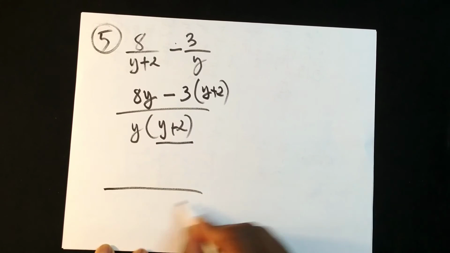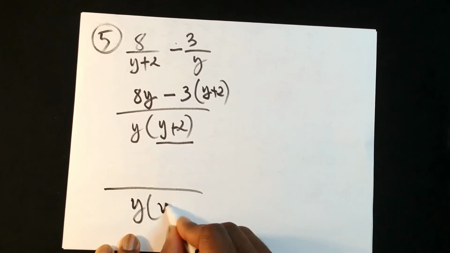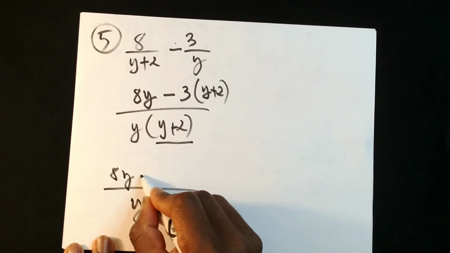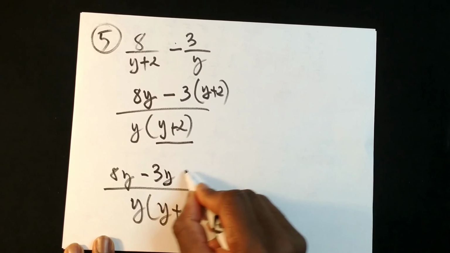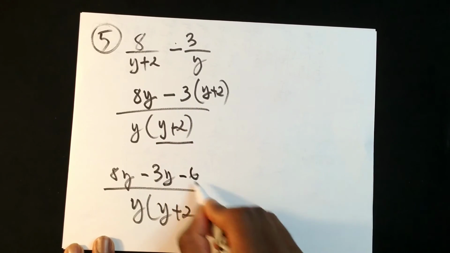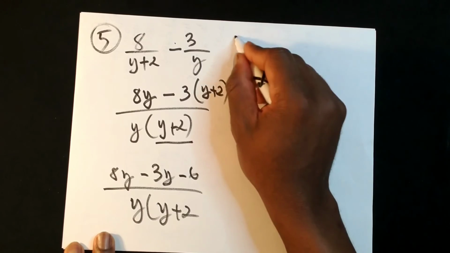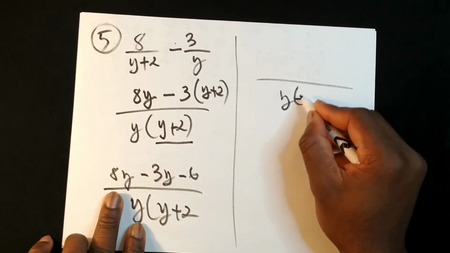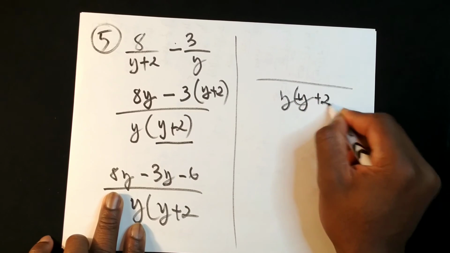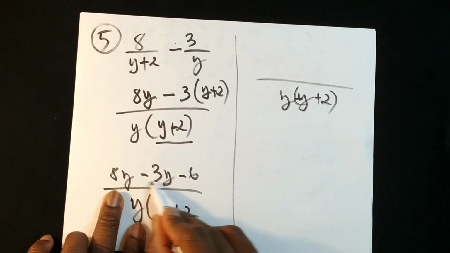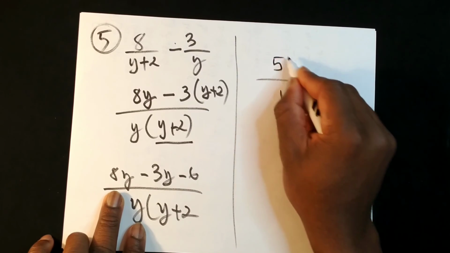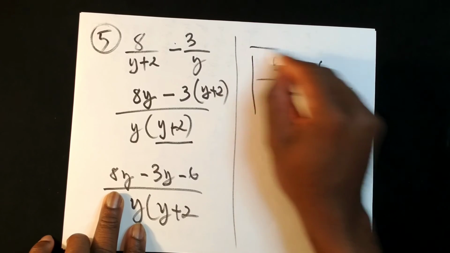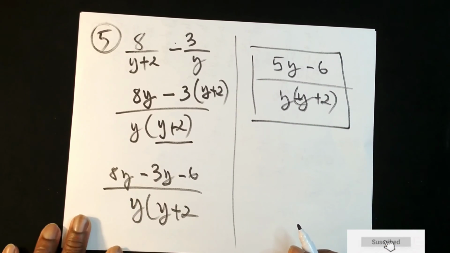So we have of course y factor of (y plus 2) as the common denominator, and we have 8y minus 3y minus 6. And 8y minus 3y gives us 5y minus 6. So we have (5y minus 6) over y factor of (y plus 2). And that's the final answer for number 5.